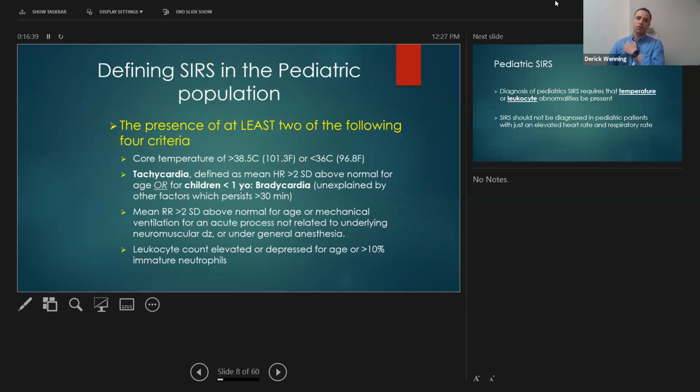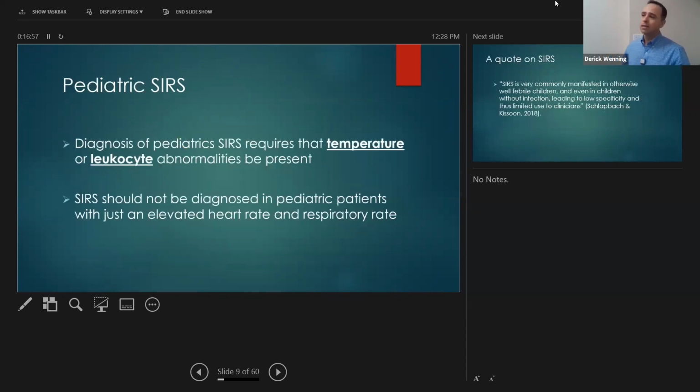So SIRS, again, we'll talk about that. Fever or hypothermia, tachycardia or bradycardia, tachypnea, or they're needing some form of mechanical or even non-invasive ventilation to maintain normal respiratory rate, or they have leukocytosis or leukopenia. But the difference in kids is that just tachycardia and tachypnea alone is not SIRS. You have to have at least the fever or the hypothermia or the leukocytosis or leukopenia. You can't just say, oh, the kid's tachycardic and tachypneic, they have SIRS.